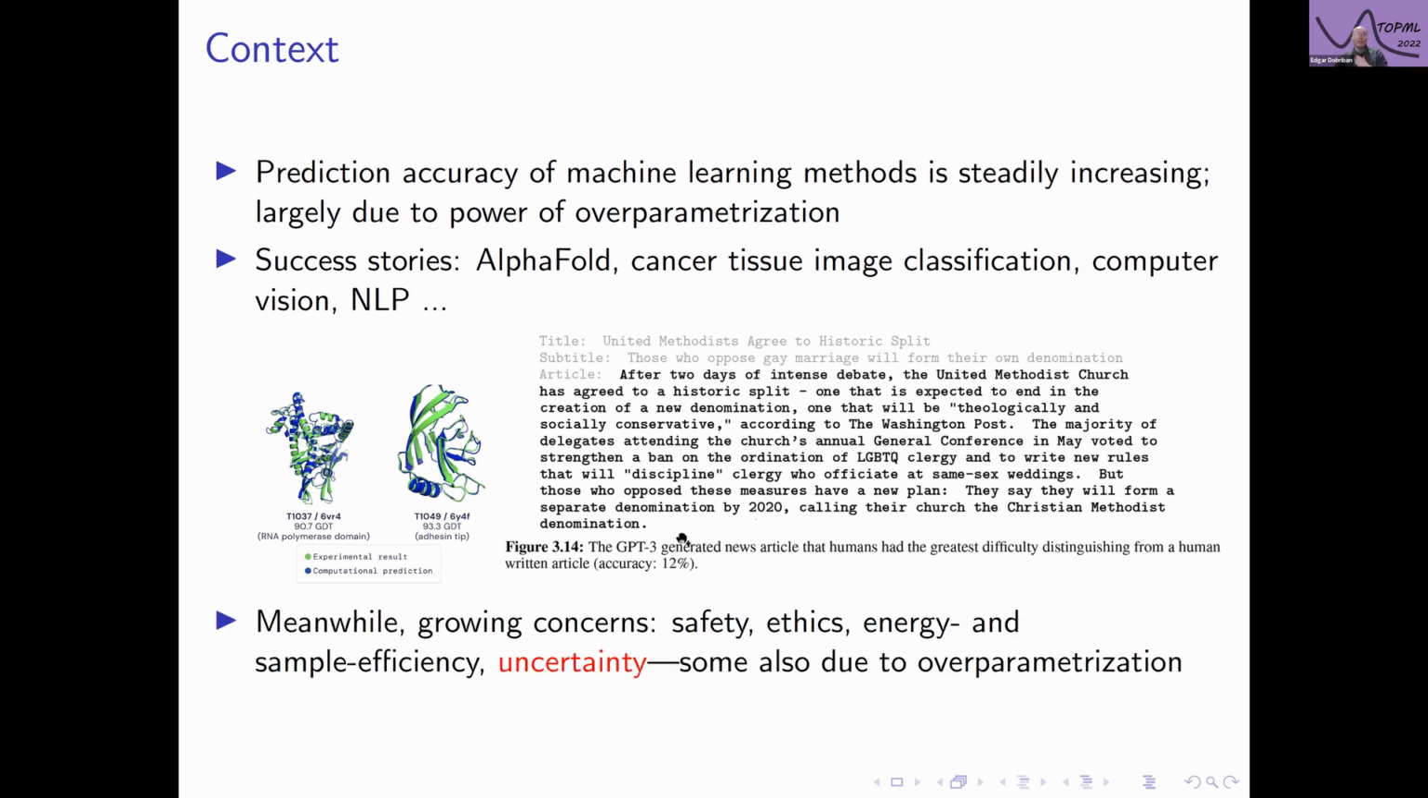And at the same time, these successes come also with some growing concerns as well, including whether these models are safe, do they respect human ethical norms, are they energy efficient, sample efficient, and do they convey uncertainty accurately? And somehow these concerns to some extent are also due to overparameterization. For instance, things like energy and sample efficiency, well, bigger models in general are more computationally intensive to train. So it's kind of a curses and blessings of overparameterization. And today I will talk about one aspect of this, namely uncertainty quantification.